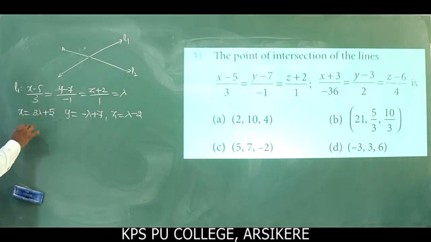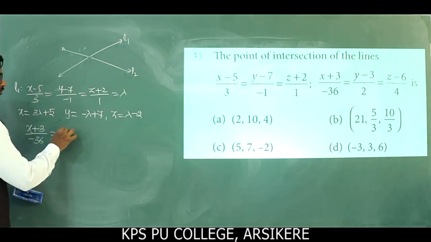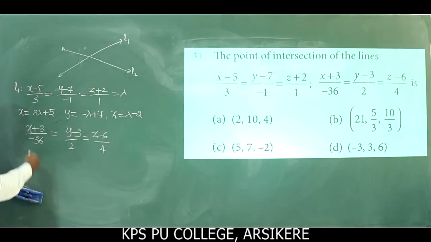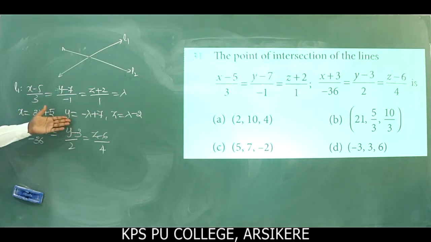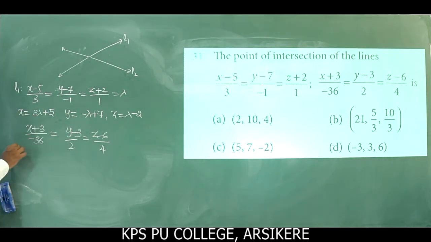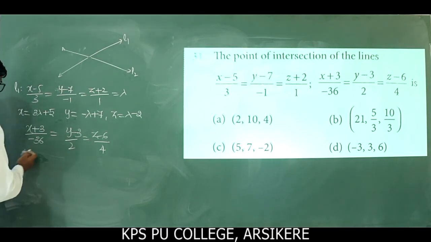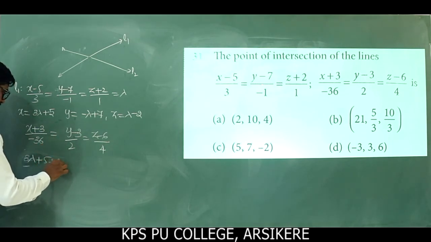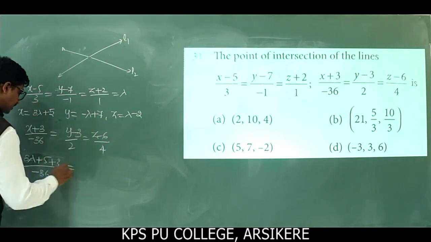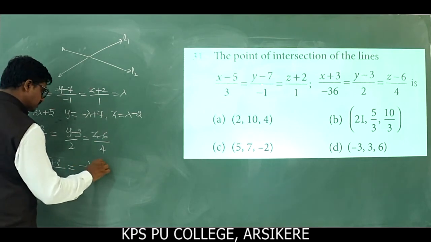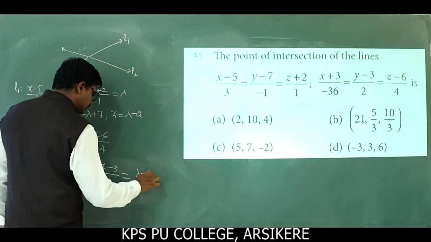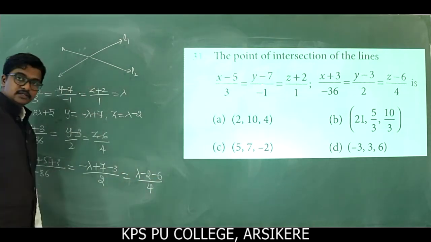Take the second equation. (X plus 3)/(minus 36) is equal to (y minus 3)/2 is equal to (z minus 6)/4. Replace x, y and z with what you obtained here. If I replace this, this becomes (3 lambda plus 5 plus 3)/(minus 36) is equal to (minus lambda plus 7 minus 3)/2 is equal to (lambda minus 2 minus 6)/4. These are the things we obtained here.